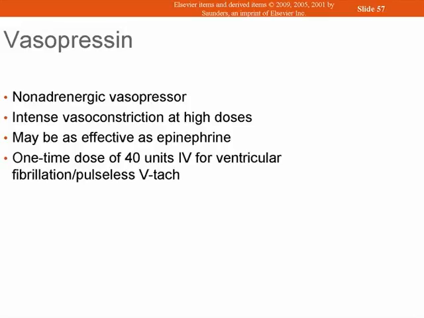Vasopressin is a non-adrenergic vasopressor. It provides intense vasoconstriction when administered at high doses. It may be as effective as epinephrine. The key component here is "may be," which is why vasopressin can be used as your first drug rather than epinephrine, but then you have to follow up with epinephrine thereafter, because you can only give a one-time dose of 40 units IV for VFib or pulseless VTAC.